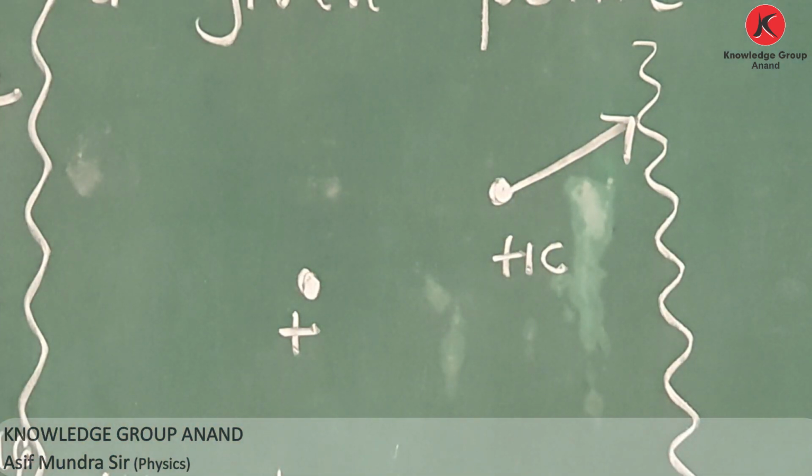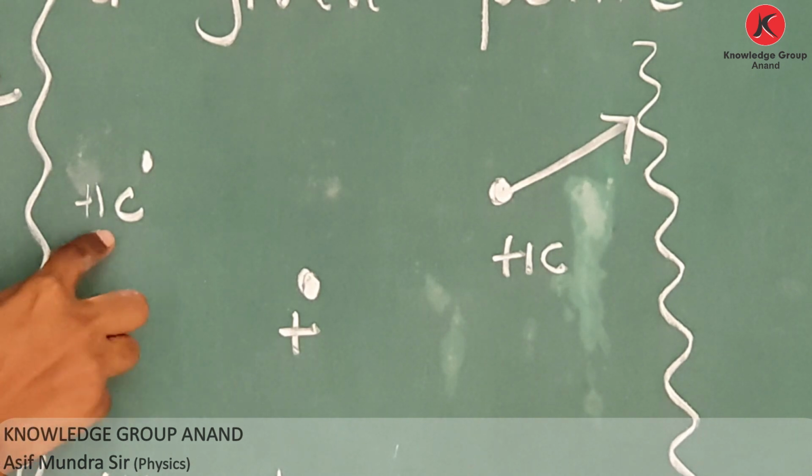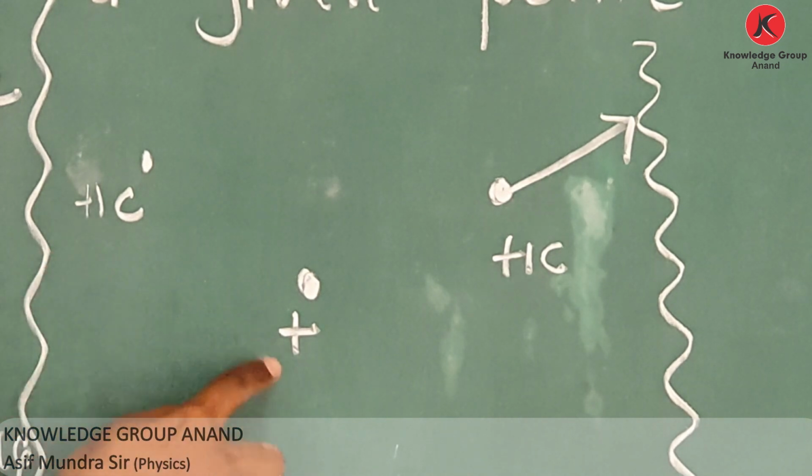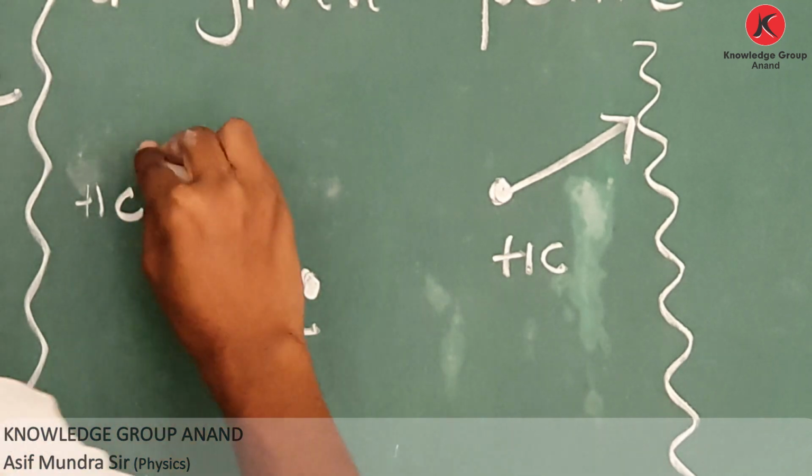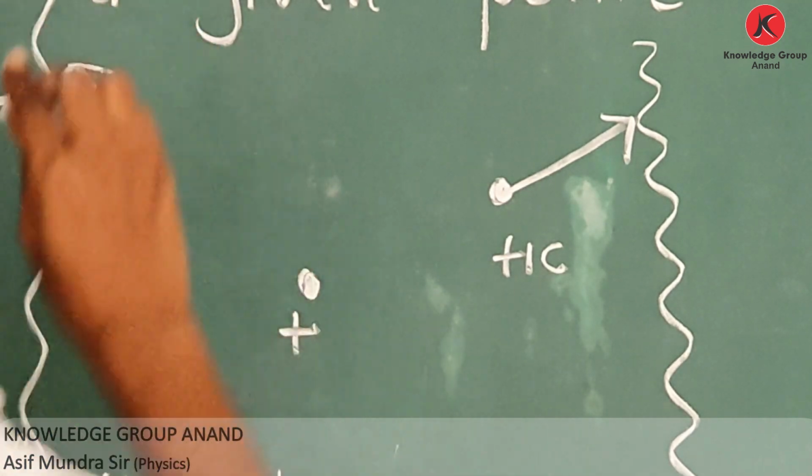Clear? If you want to find the direction of electric field at another point, again place a unit positive charge here. What is the force acting on it due to this charge? Due to like charges, repulsive force, means in this direction.